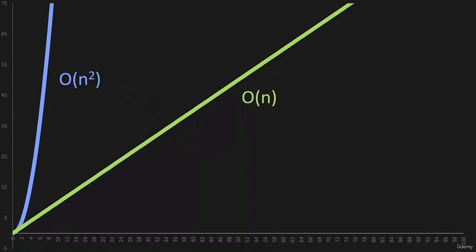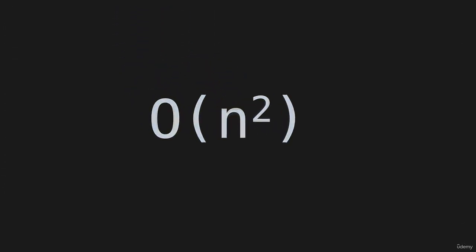So you can see that the line for O of n squared is much steeper than O of n. And this means it's a lot less efficient from a time complexity standpoint. And that is O of n squared.